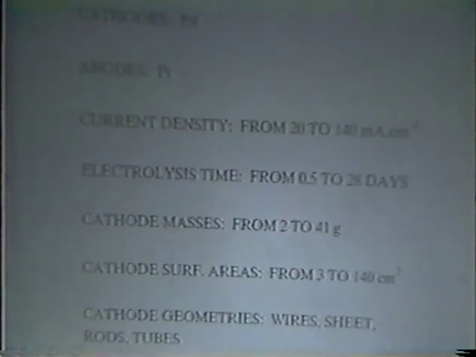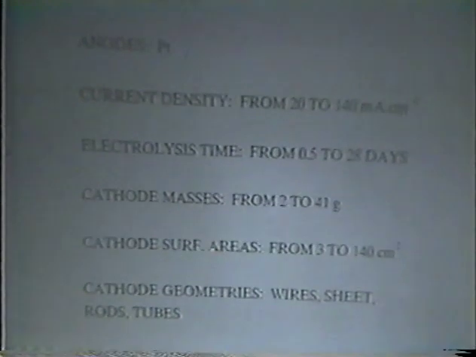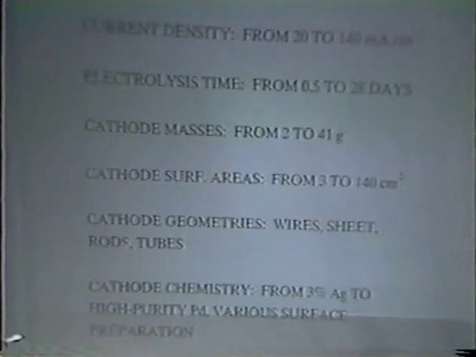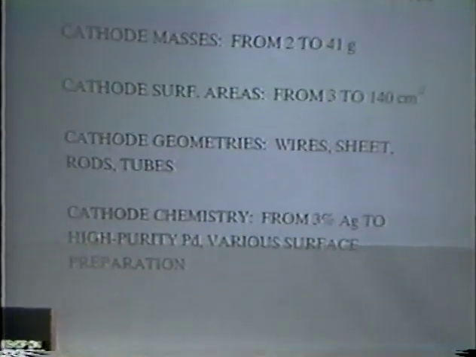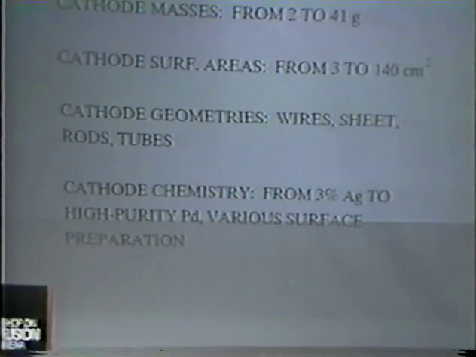Now that you're thoroughly confused with all the electrochemical and chemical parameters, I'll show you a summary. We've used palladium cathode exclusively, platinum counter electrodes, current density from 20 to 140, a little bit on the low side. Electrolysis time from 0.5 to 28 days. There's one case at 45 days. The cathode masses range from 2 to 41 grams. Surface areas from 3 to 140 square centimeter. Geometries: wires, sheet, rods, and tubes. The cathode chemistry from 3% silver to high purity palladium, and various surface preparations were used.